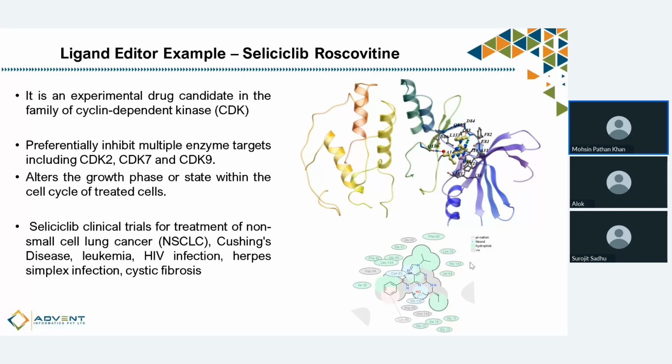So we will see how we can perform modification on this roscovitine ligand molecule within the binding site of the protein of interest by using the ICM 3D Ligand Editor, and generate novel ligand molecules by using single modification, bioisostere scanning, or core replacement. We will see how we can generate different novel ligand molecules from the standard ligand molecule. So let's move to the demonstration.